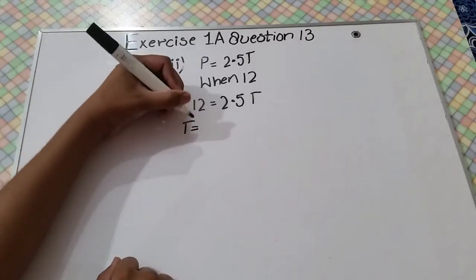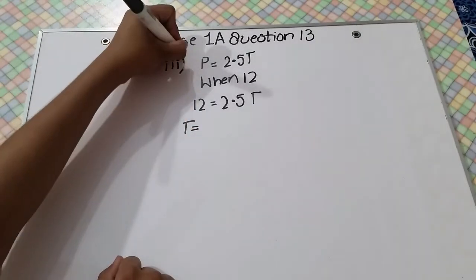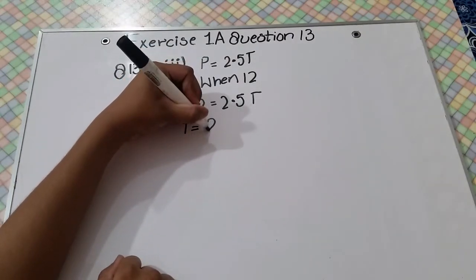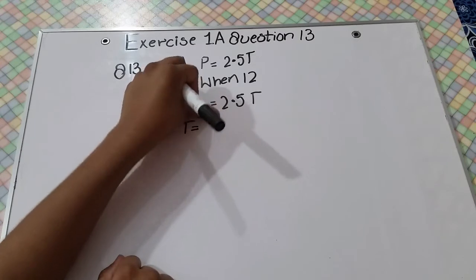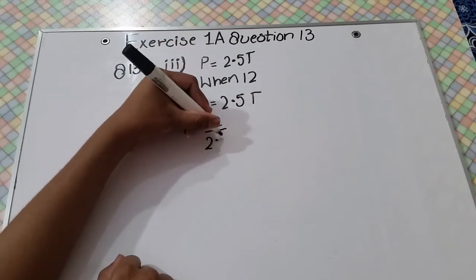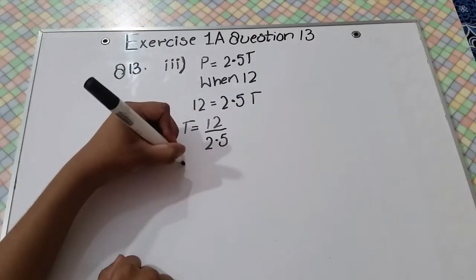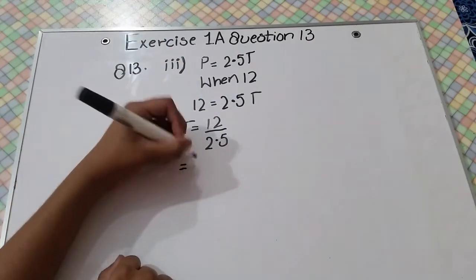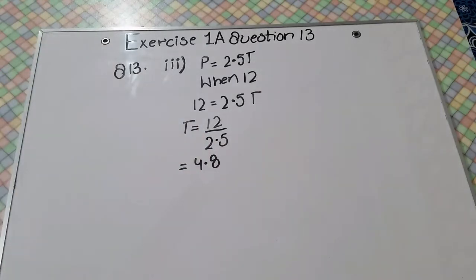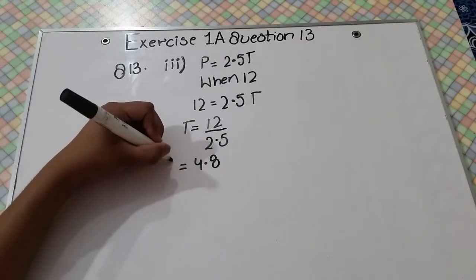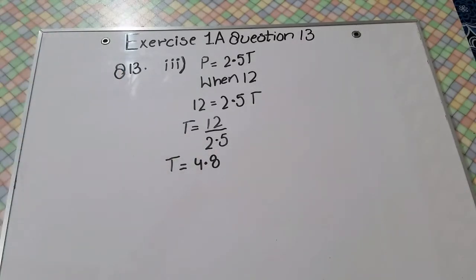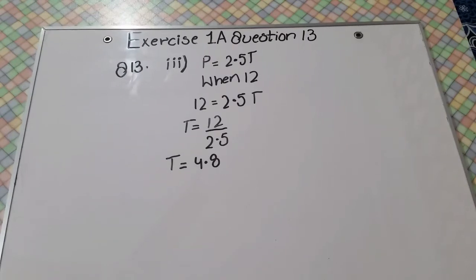So t is equal to, in the last question we multiplied it and now it's dividing if we shift 12 over here. So first we're going to write 12 divided by 2.5, and the answer is 4.8. The value of t is 4.8. This is part 3 of question number 13.